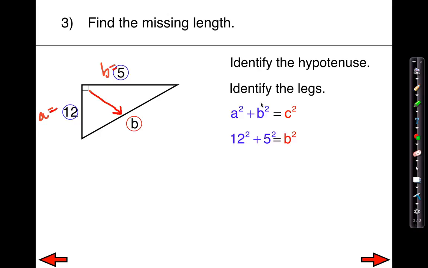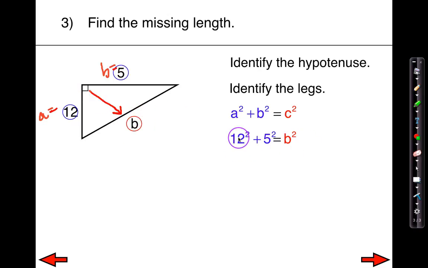Now I chose this particular example for you to understand that even though this is called b, because it's across from the right angle, it is still my hypotenuse. Some students may think, oh, this is b, so I'm going to plug it in for my b here. No, this is across from the right angle, so therefore this one's the hypotenuse.